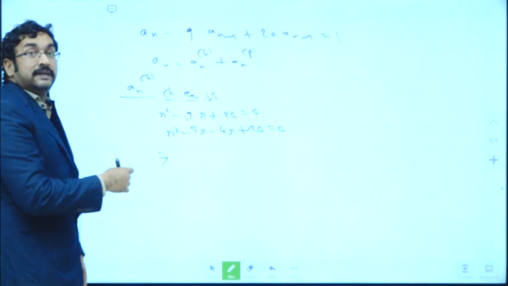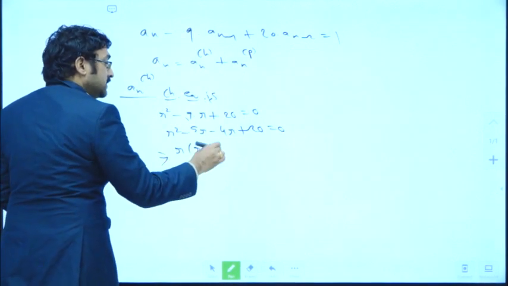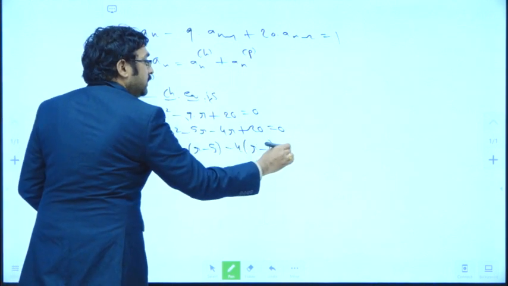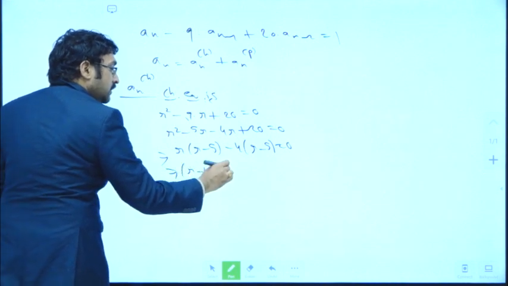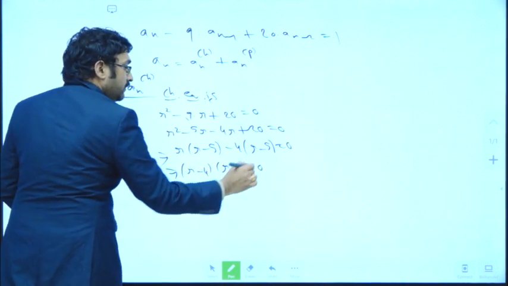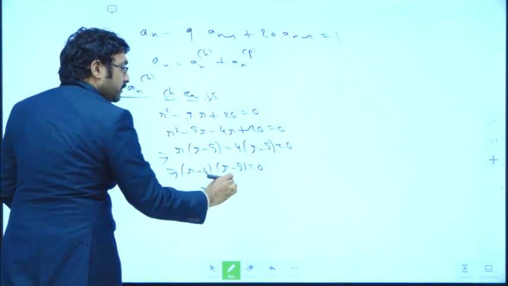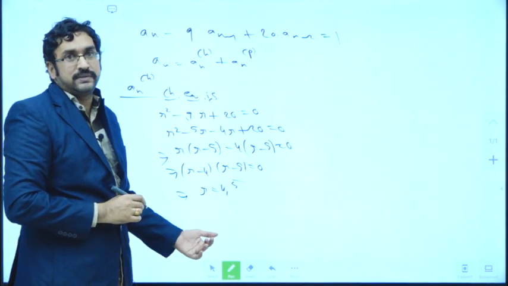From the first two terms take r as common. So r common gives r into r minus 5, minus 4 into r minus 5 equal to 0. That implies r minus 4 into r minus 5 equal to 0. That implies r equal to 4, 5. So here we got two distinct and real roots.